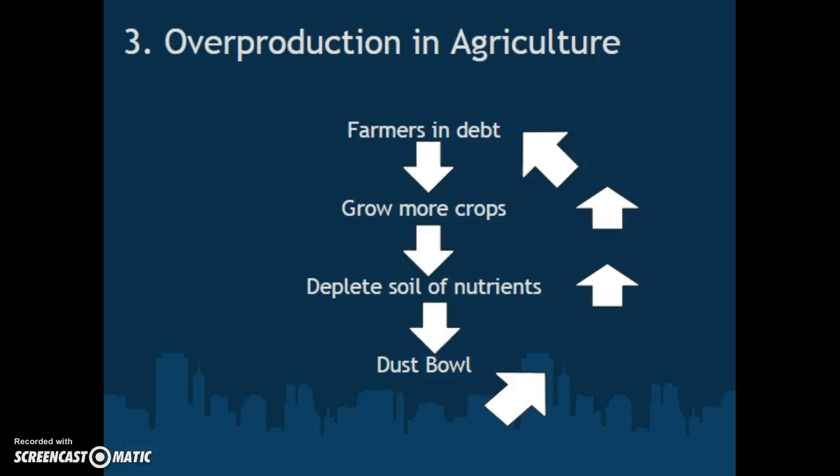We also grew too much stuff. And this leads to something that we will talk a lot about, which is called the Dust Bowl. You start here. In the 1920s, the farmers are in debt, and they're in debt for a lot of reasons. But the big reason that they're in debt is that they are growing too much, and it is forcing prices down.